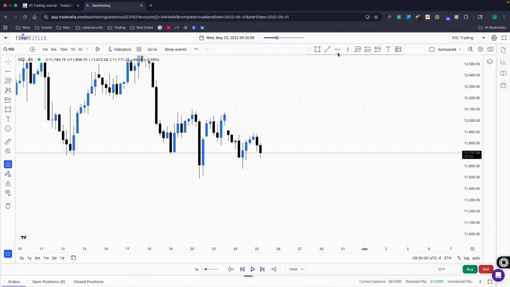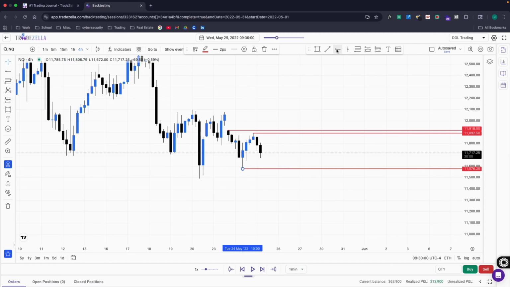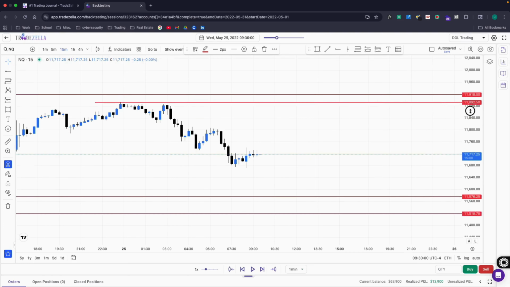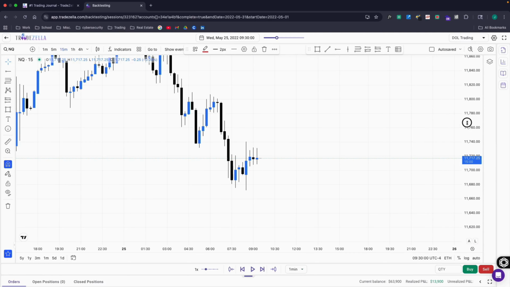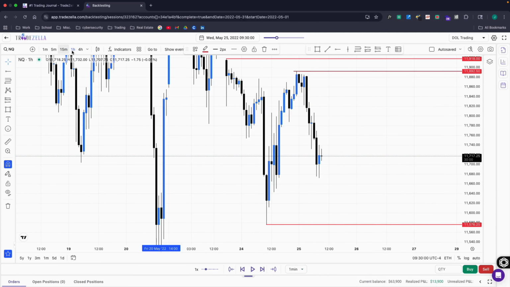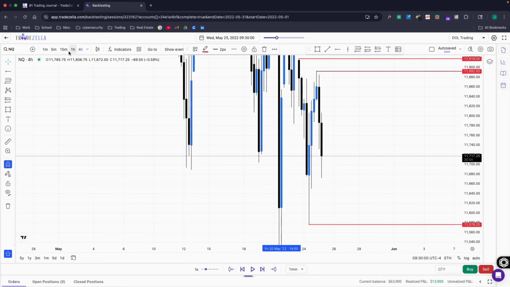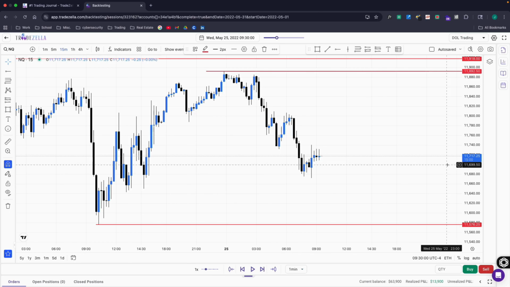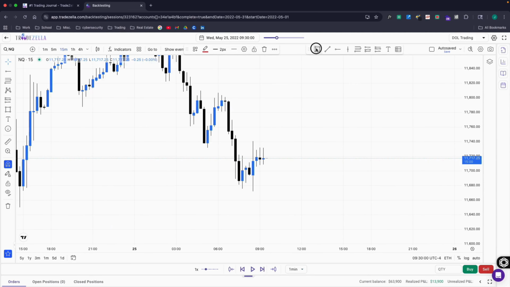But let's see, 4 hour. We have these highs, and again, that new day opening gap that never got filled. We have some lows down here. Let's see if we can find a conditional. All right, so we're currently bearish on the 1 hour, on the 4 hour, on the 15, and we have an unfilled gap right here.